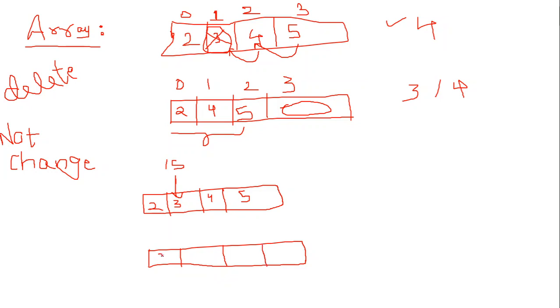So 2 will come here. Instead of 3, 15 will come here. After that 3 will come here, and then 4 will come here. So again you can see this last element is lost. It is not good practice that you lose your data in case of array. So this one element is lost, which is not good.